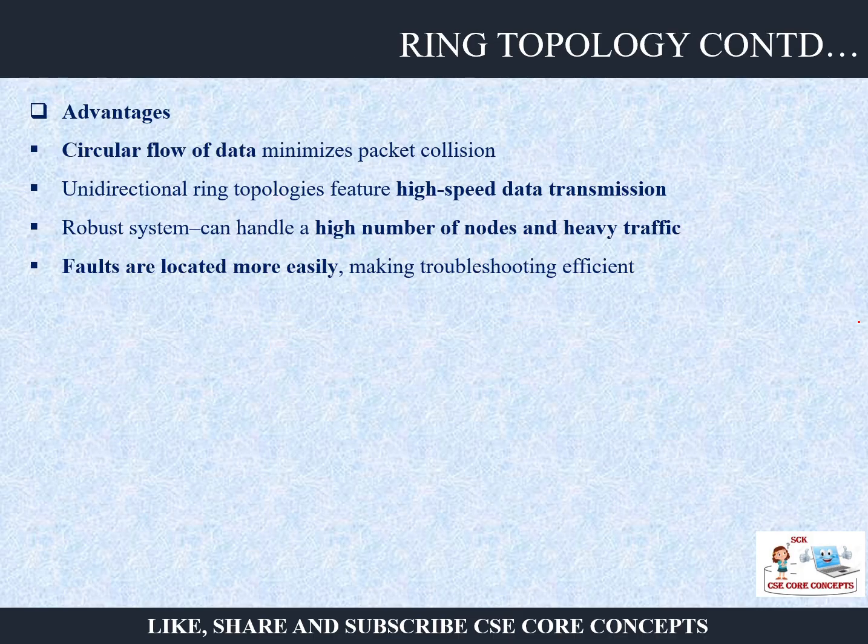The advantages are that there is a circular flow of data, so there is no packet collision. Only one data is flowing through it. Unidirectional topologies generally are very high speed, as you don't have the uplink and the downlink. It is a robust system, and can handle a high number of nodes and heavy traffic. So you can add as many nodes as you want in that ring, and faults are located very easily, so troubleshooting is very efficient.